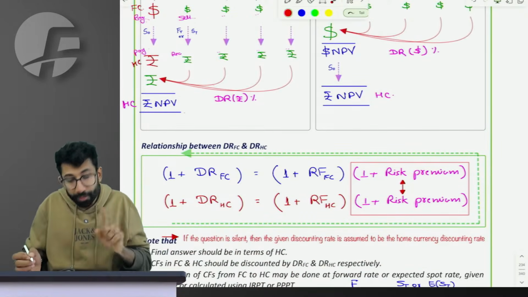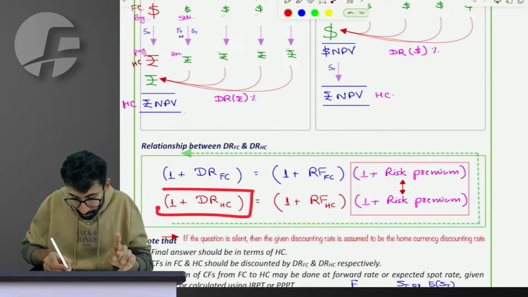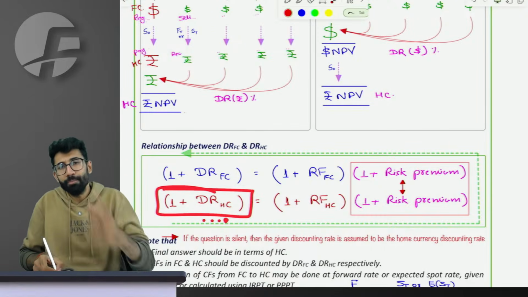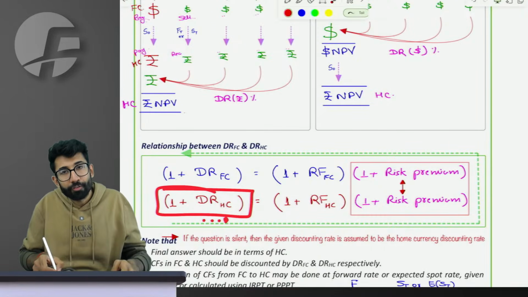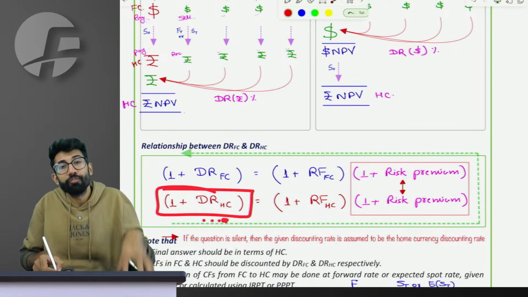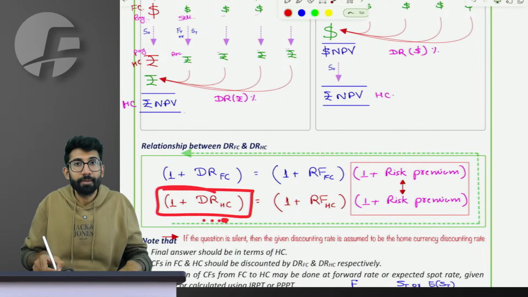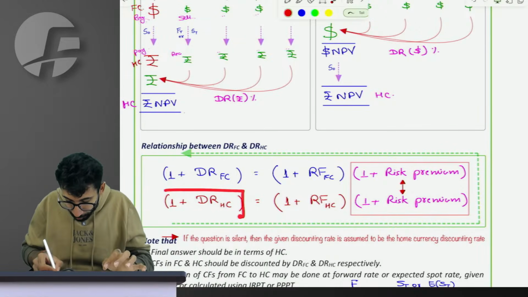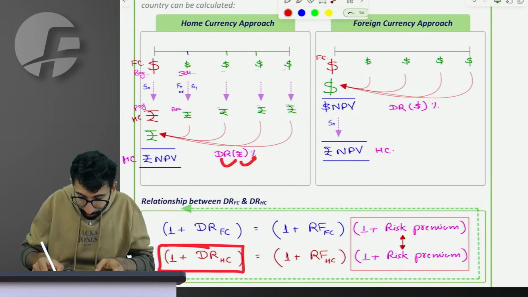Whenever the examiner gives you a discounting rate, that is always assumed to be the discounting rate of home currency. I'm an Indian company. When I say I need a 15% rate of return, I obviously mean the return on the cash flows which are in India, home currency, in rupee terms, correct? So if I have the home currency rate, I can directly use it.